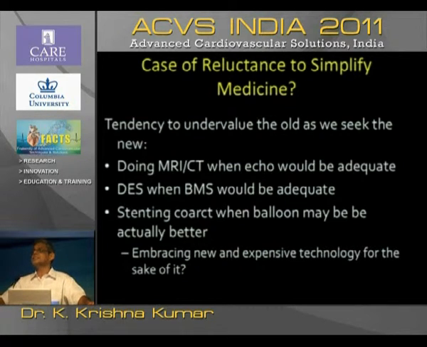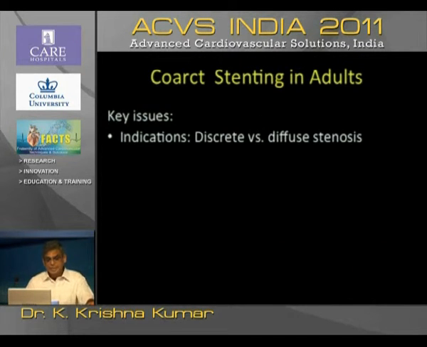We don't have data. We need data. So we embraced the new and expensive technology just for the sake of it. I'm just throwing up this thought for all of us to think about, because I'm not completely convinced that stenting in coarctation is the right way to go about it. The key issues really are therefore indications, and in discrete coarctation I'm not so sure if we have a good case, but if you have a diffuse stenosis that doesn't yield well to balloon, of course you can stent it.